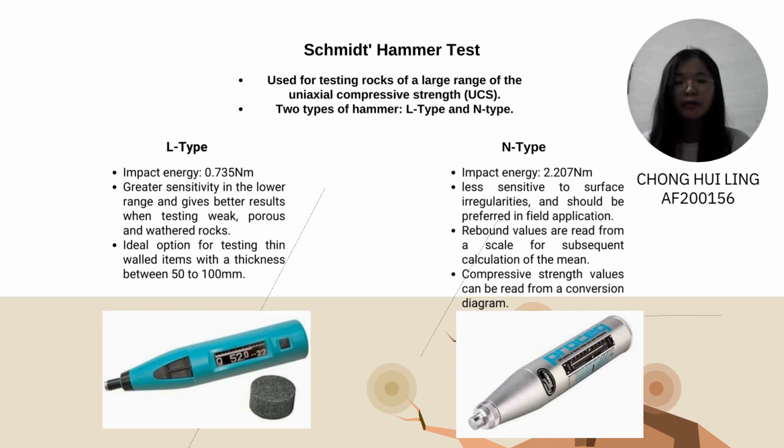The rebound values are read from a scale for subsequent calculation of the mean, and its compressive strength value can be read from a conversion diagram. These two pictures are examples of the hammer.